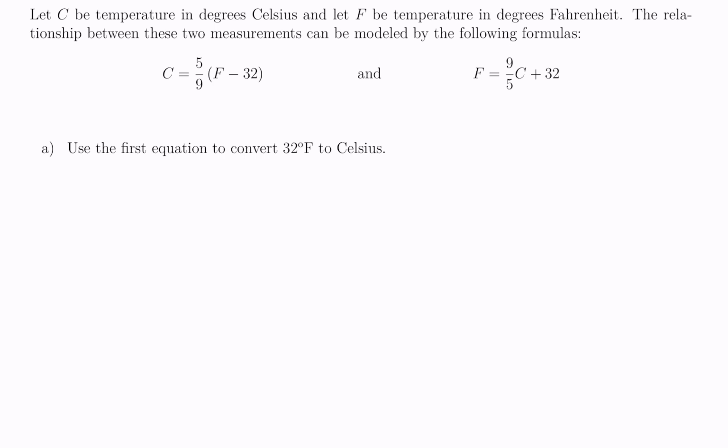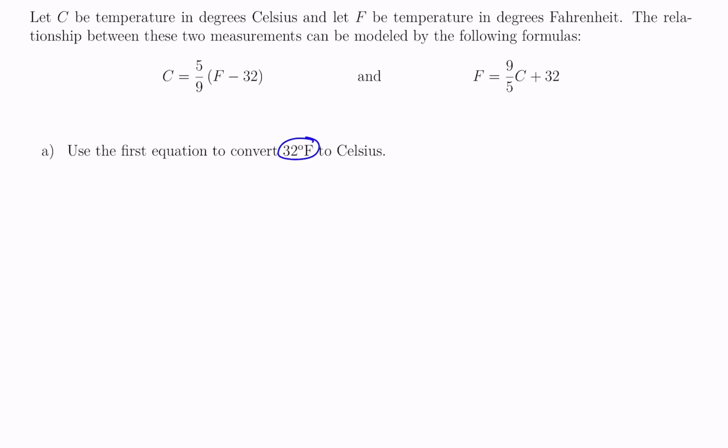In part A, we're supposed to use the first equation to convert 32 degrees Fahrenheit to its equivalent in Celsius. To do this, we're going to need to substitute the 32 degrees Fahrenheit in for the F in the formula. To complete this work by hand, we'll write out the equation. C equals 5/9 in parentheses 32 minus 32, keeping in mind that we have just replaced the F from the formula with the temperature that we were given in Fahrenheit.